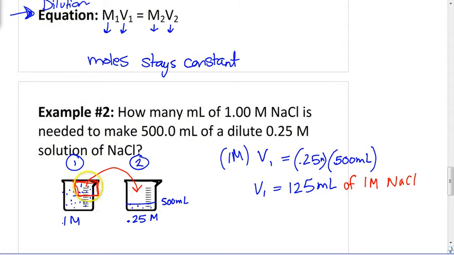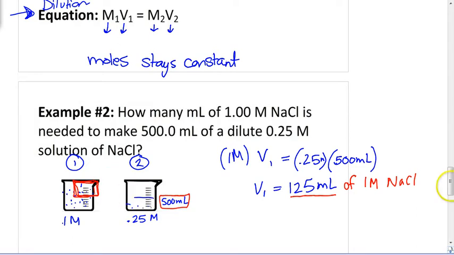And so what that means is to do this dilution, you'll take out 125 milliliters and put it into a beaker. But will that give you by itself what you want? No, that would still be a 1 molar solution. And we want to end up with 500 milliliters, and only 125 of it comes from our concentrated solution. So what we'll do is add water to the rest of the amount to get to the 500 milliliters that we want. So we would then have to add a little bit of water to make it dilute.